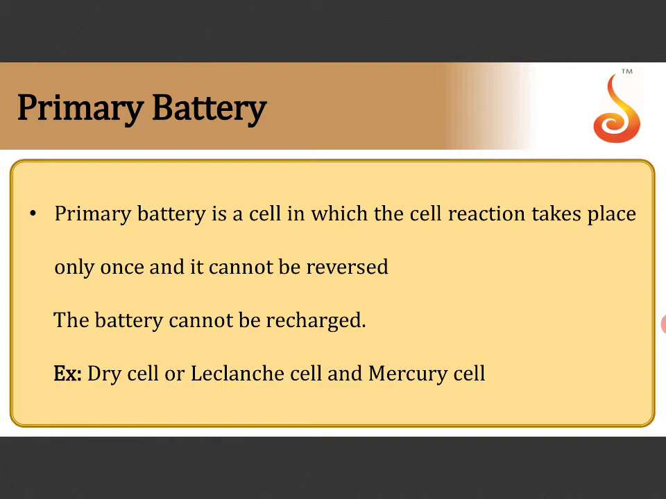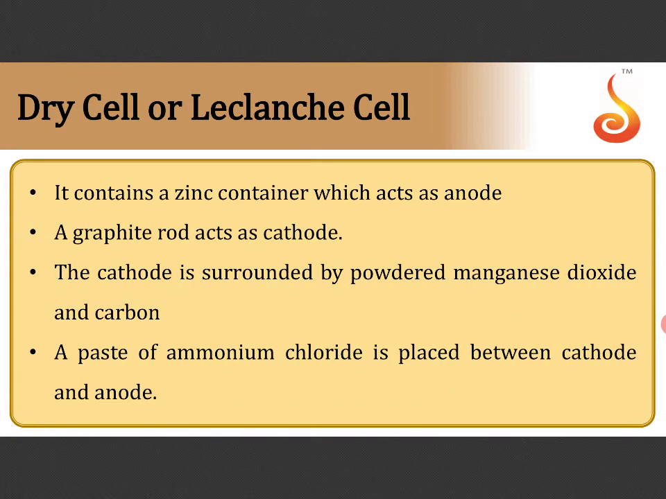Why is this happening in the dry cell? Because cell reactions cannot be reversed. That is number one. Number two, there are other disadvantages. Once the redox reaction is completed, by any chance you cannot revert this redox reaction. And there are some other disadvantages also. Let us see one by one. And the battery cannot be recharged.